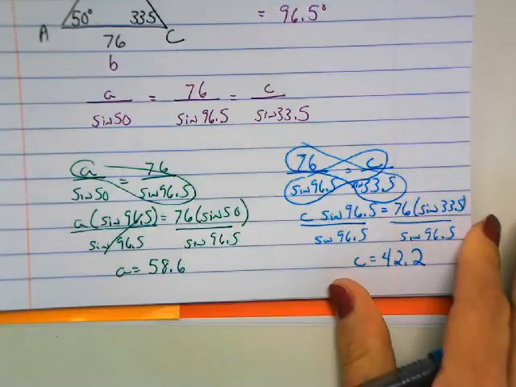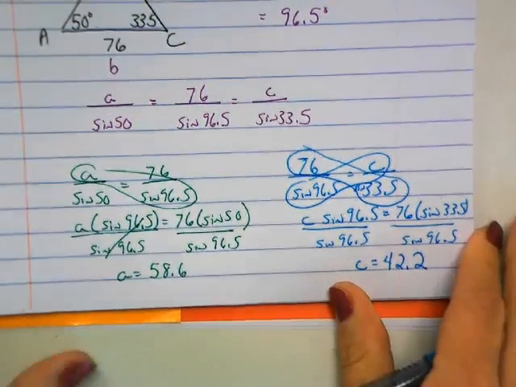Okay? Now, we want to talk about the ambiguous case, which is when you have side-side-angle.